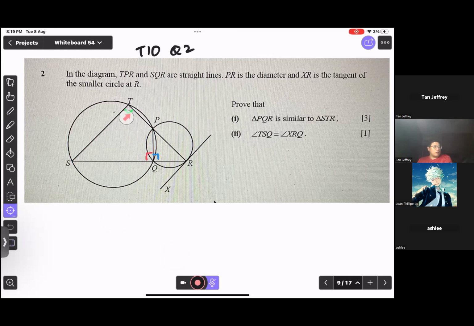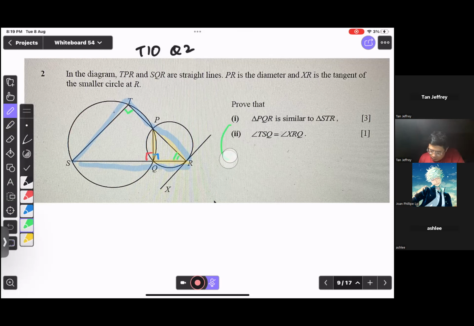Then after that, PRQ is equal to SRT. This is a common angle between the two of them. So if you look at PQR versus STR, you can see that they are similar. Two pairs of corresponding angles are equal. So far, okay?